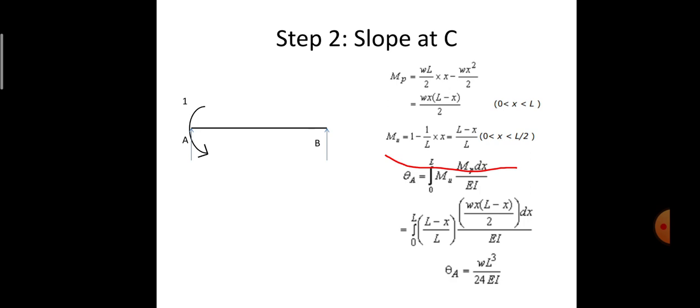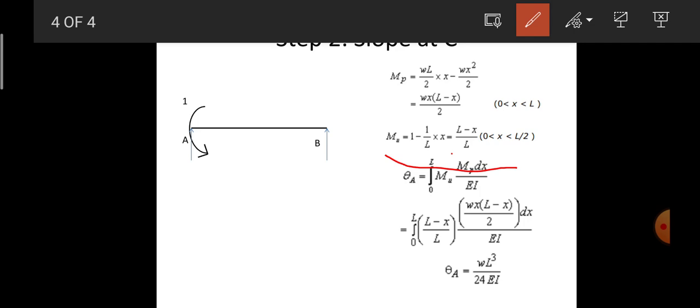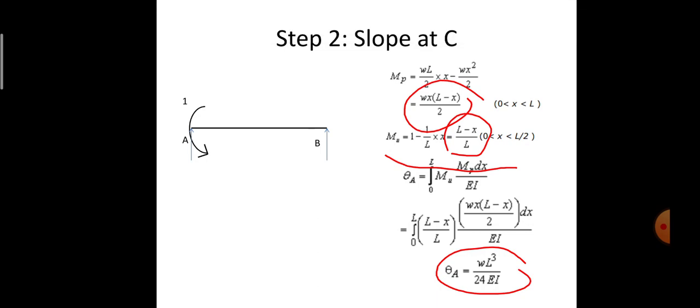Again, the theta value will be equal to the integration with limits 0 to L of mu MP into dx divided by EI. I need to take the values of the same magnitude, L minus x divided by L, and the same value of MP, substitute that and integrate the value. I'll get the magnitude of theta A as W L cube divided by 24 EI. This is how we calculate the deflection and slope for the respective points by using the unit load method.